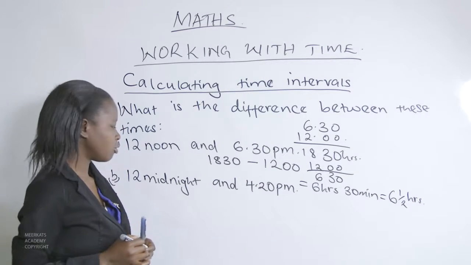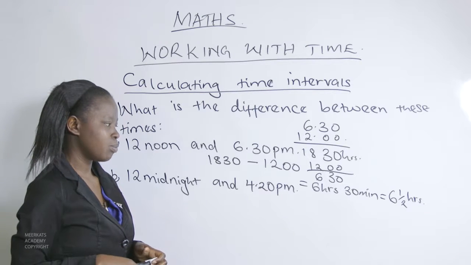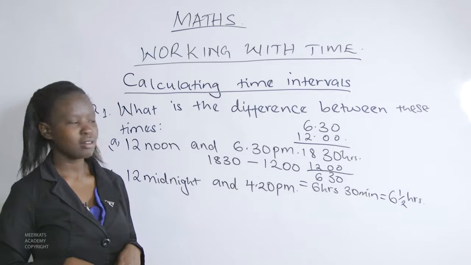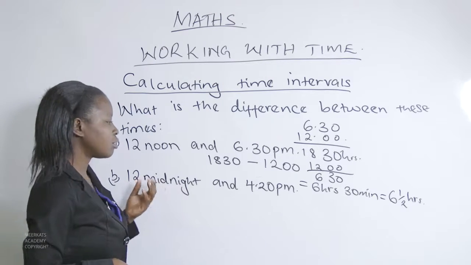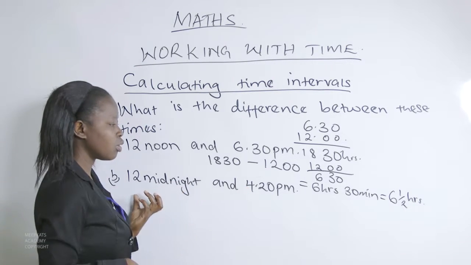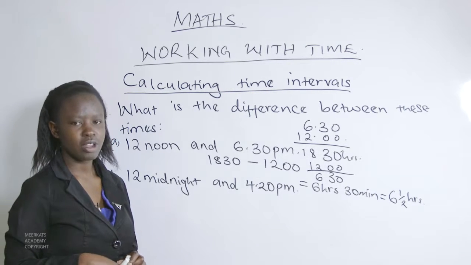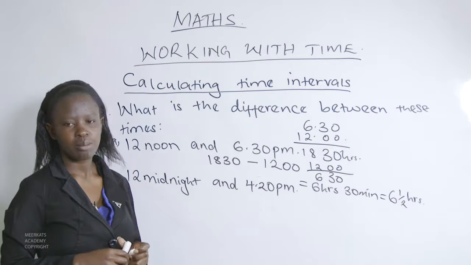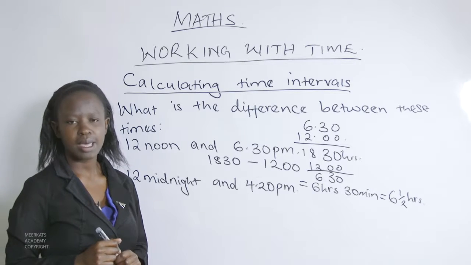The second part, we have 12 midnight and 4:20 p.m. So we need to get the difference between 12 midnight and 4:20 p.m. So this is midnight, this is 4:20 p.m. We need to get the difference between the two times so that we are in a position to identify the difference in time. So we are at 4:20 p.m. This is 12 midnight.